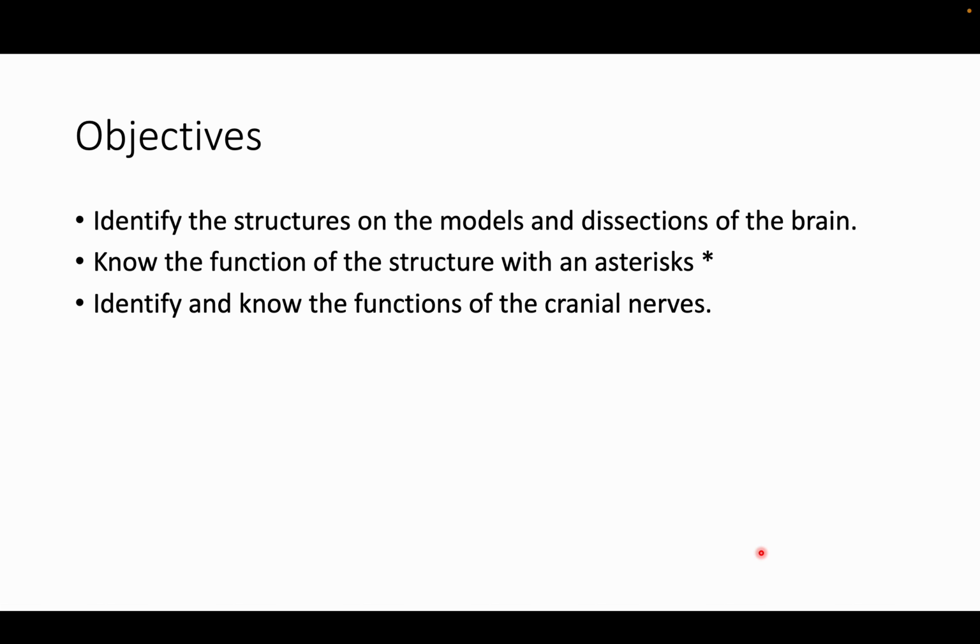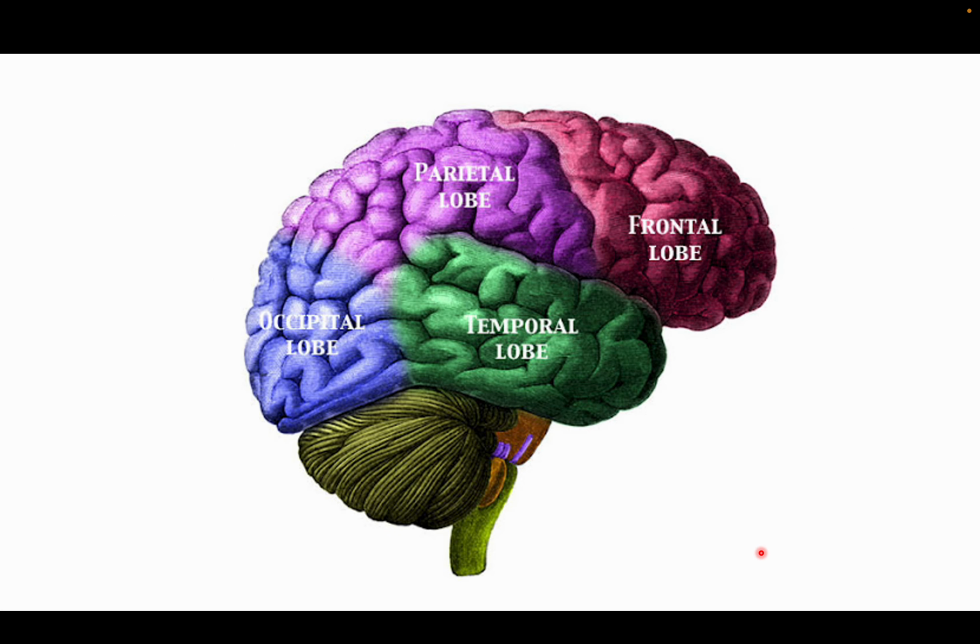In addition, anytime you see a star after a name of a structure, make sure you understand the function of that structure as well. We're also going to go through the 12 cranial nerves and make sure you know how to identify the cranial nerves and also their functions. So let's start off with the lobes of the brain.